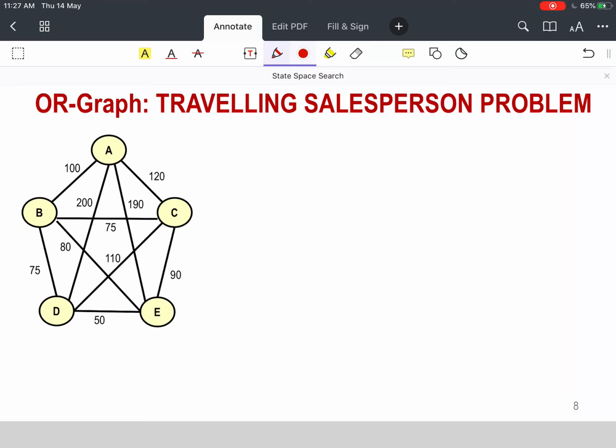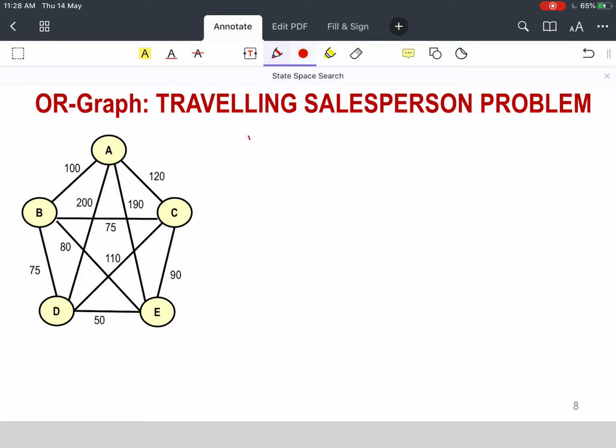For example, here is a toy example of a 5-city traveling salesman problem. There are 5 cities, A, B, C, D, and E, and the edge weights on these cities. Here we have connected every city to every other city. It need not be the case everywhere. And between 2 cities, we have marked out the distance or the cost of traveling between them.